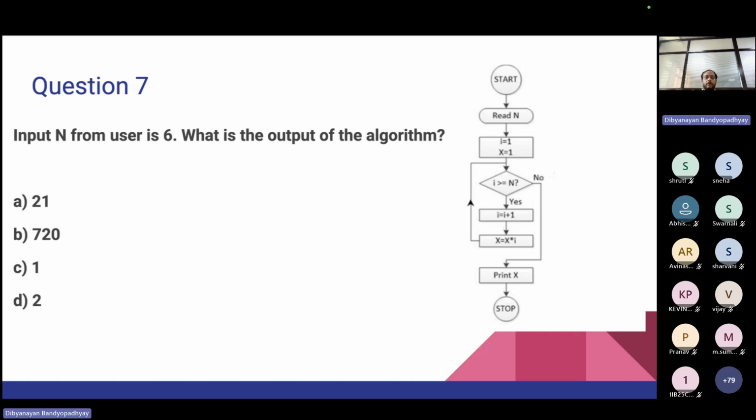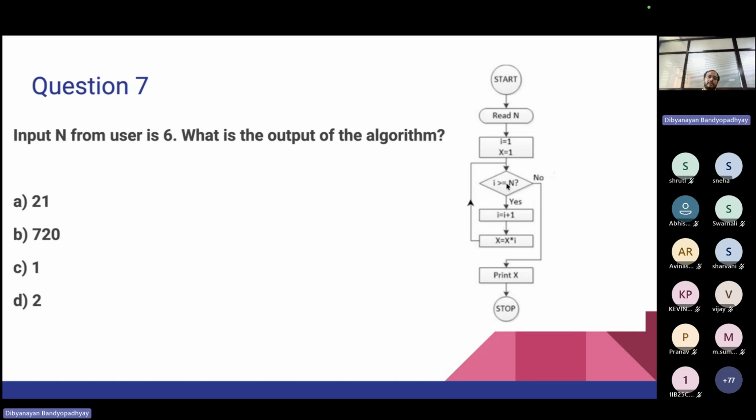So let me explain again to everybody. Let's suppose this is read n. Read n means 6. You read 6 from the computer and you go to this step where you assign these values. After assigning these values, you go to this step and check the values of i and n, right? So i is assigned the value 1, and n, as I have said in the question, has the value 6.